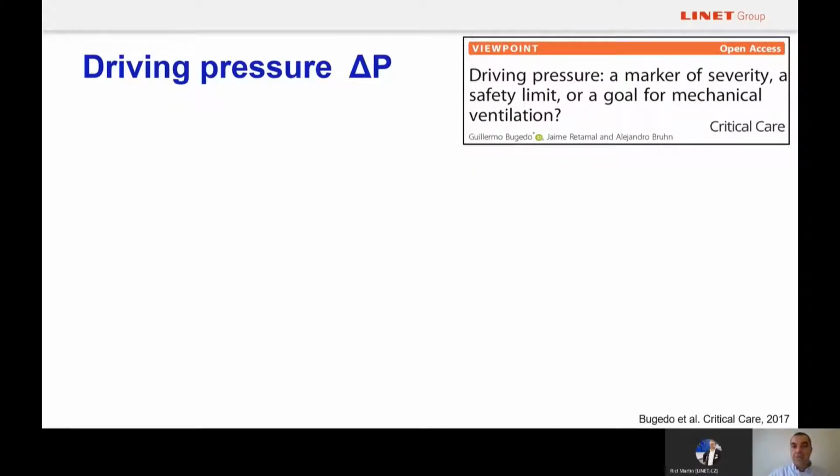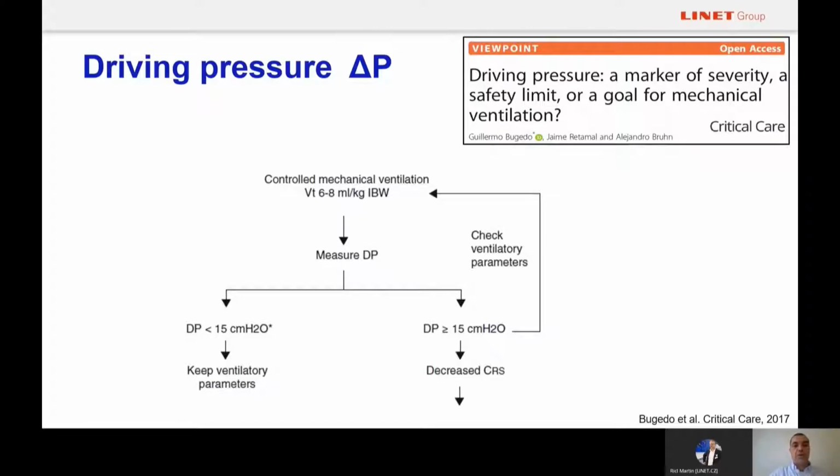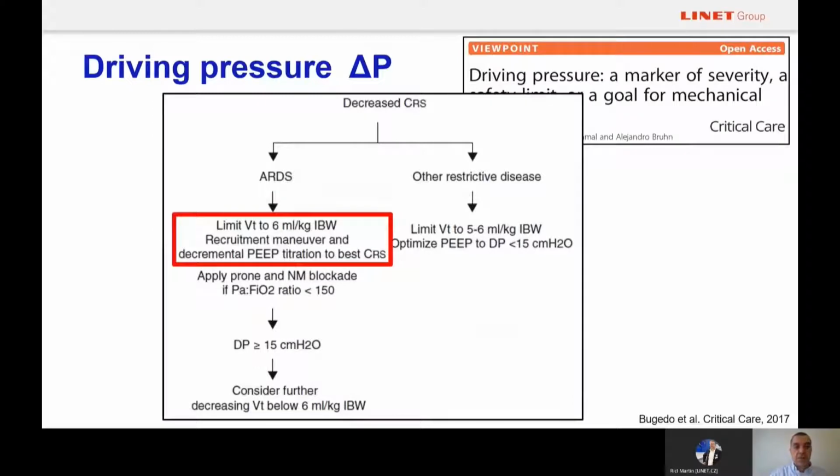Do we take driving pressure as a goal of mechanical ventilation, or is it only a marker of severity? Among these big studies, only those where the driving pressure was reduced significantly showed a reduction in mortality and benefit to the patient. It means when we ventilate a patient and the driving pressure is above 15 centimeters of water, we have decreased compliance. We should strictly limit the volume to 6 milliliters per kilo.